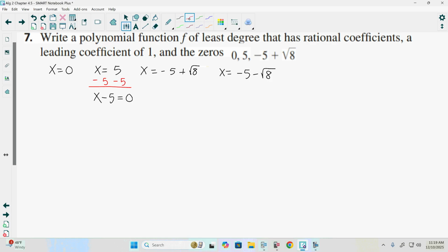Now the x equals negative 5 plus the square root of 8. This time we would add 5, because negative 5 plus 5 would give us our 0. Telling us x plus 5 is equal to the square root of 8. Minus the square root of 8 from both sides. Telling us x plus 5 minus the square root of 8 is equal to 0.